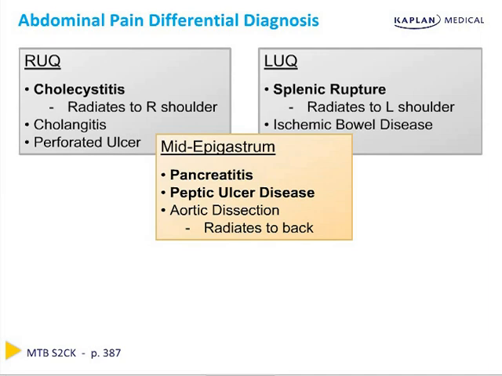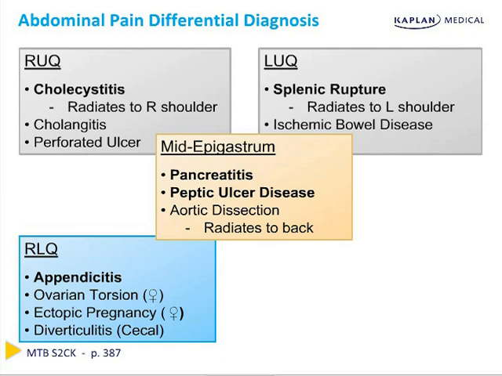Conversely, if the pain remains localized to the epigastric area, and especially if the patient describes a burning type pain that is temporally associated with meals, you should assume peptic ulcer disease. And finally, while aortic dissection is often described as a tearing chest pain that radiates to the upper back between the scapulas, some patients may interpret the pain from a dissection as originating in the abdomen.